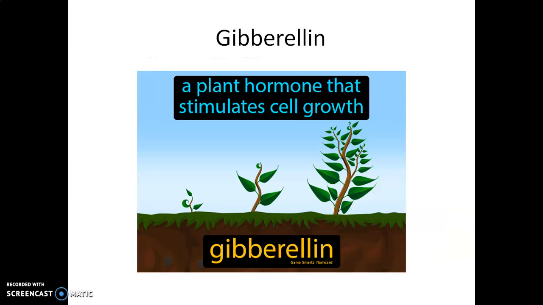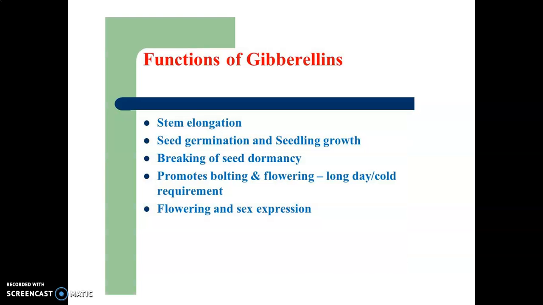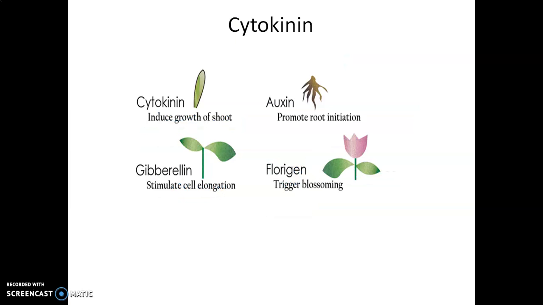Clear? Next one, gibberellin. It's a plant hormone that stimulates cell growth. That is gibberellin. Functions: stem elongation, seed germination and seedling growth, breaking of seed dormancy, promotes bolting and flowering in long day and cold requiring plants, then flowering and sex expression of plants. These are the functions of the second hormone, gibberellin. Clear? Then third one is cytokinin.